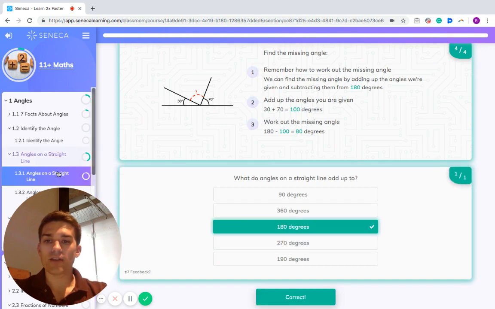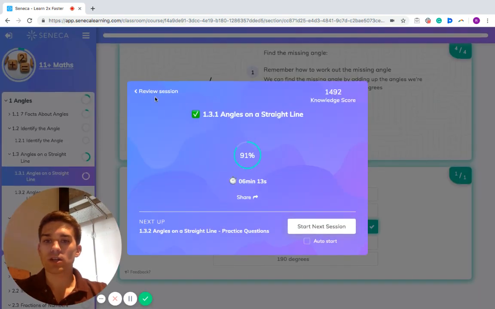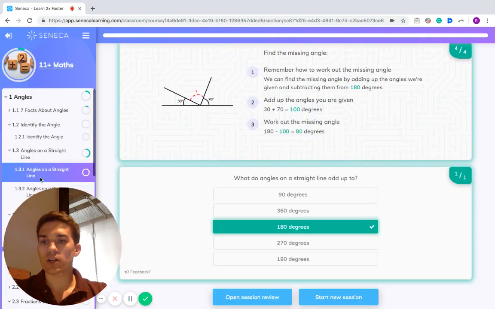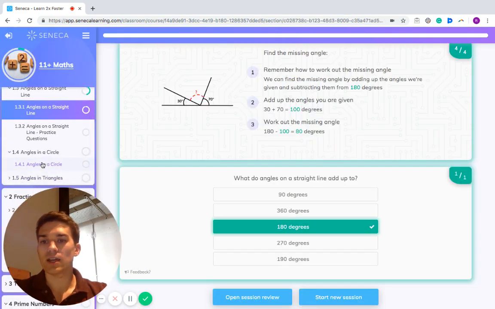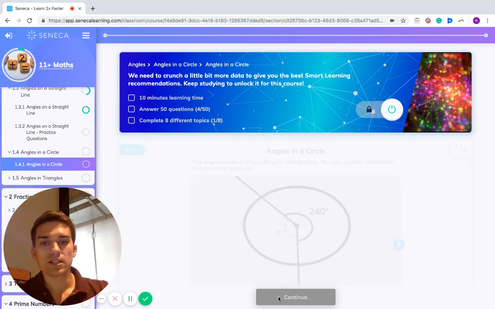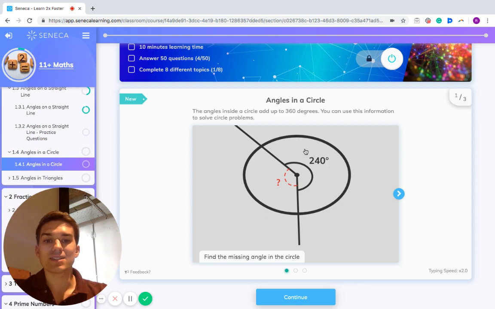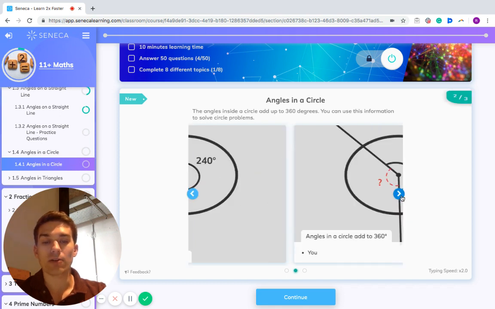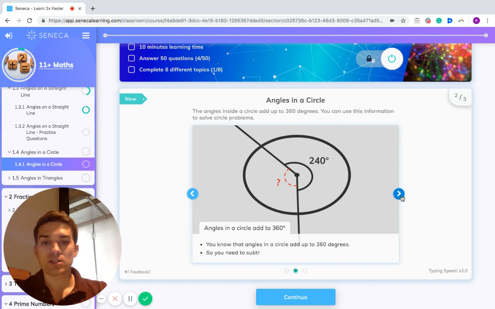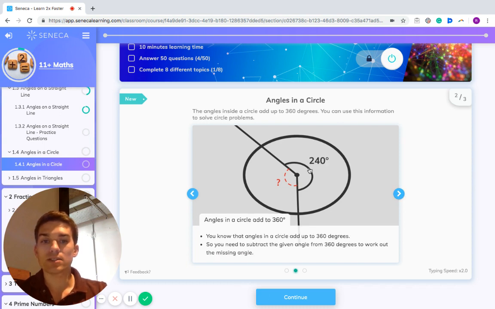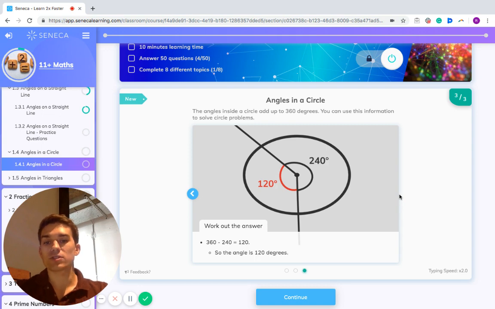So let's move on and have a look at something a little different. In the next part, we're going to look at a similar topic, but angles in a circle. You need to know that angles in a circle add up to 360 degrees in total. If we've got this 240 degree angle here, and a missing angle here, we can work it out using that fact. Remember, they add up to 360. So what we can do is 360 take away this 240 to see what's left over, and the answer is 120 degrees.